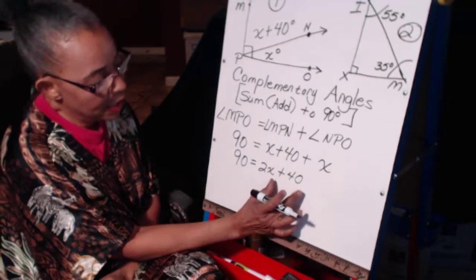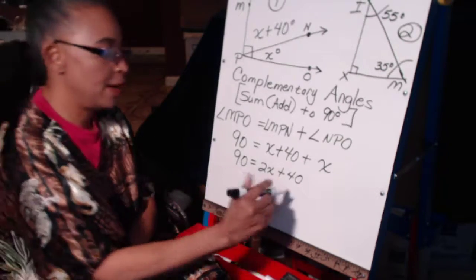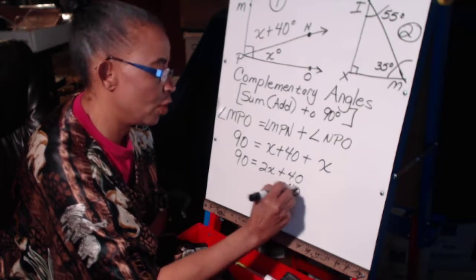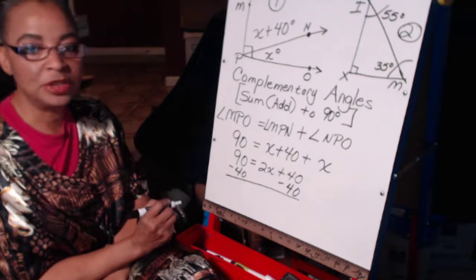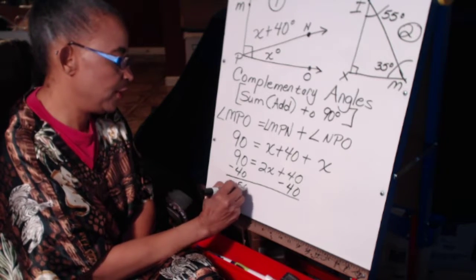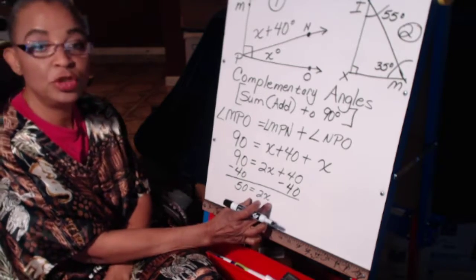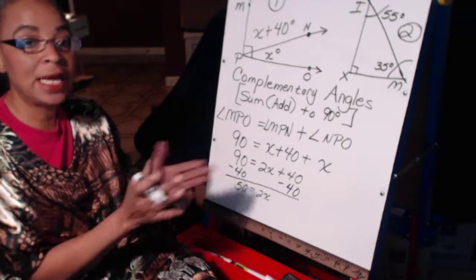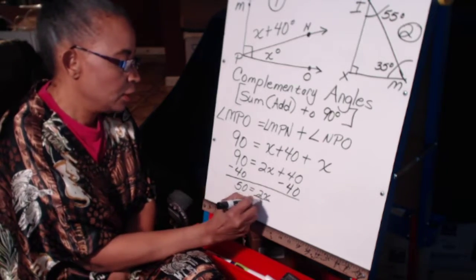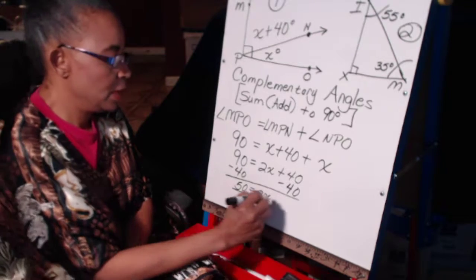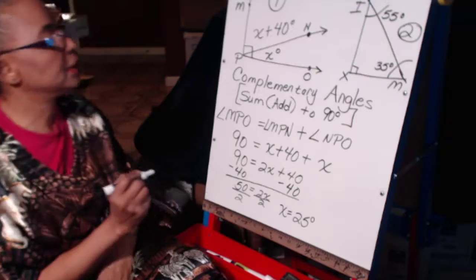So now, since this is plus 40 and I need to remove it from there, I'm going to subtract 40. And remember, what I do to one side, I must do to the other one. So that says 50 equals 2x. And remember, the 2 and the x are combined together by multiplication. 2 times x is 2x. So we divide by 2, so x equals 25 degrees.